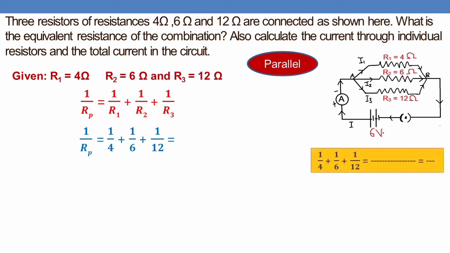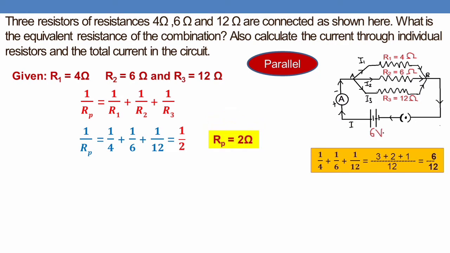So now let's see how to divide. So 12 divided by 4 is equal to 3 plus 12 divided by 6 is 2 and 12 divided by 12 is 1. So the fraction becomes 6 by 12, which is 1 by 2. So 1 by Rp is 1 by 2, hence Rp is equal to 2 by 1 or 2 ohms.